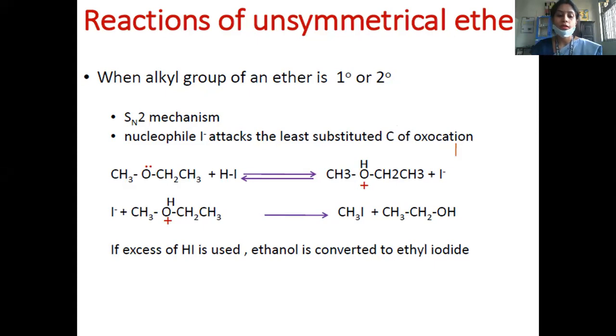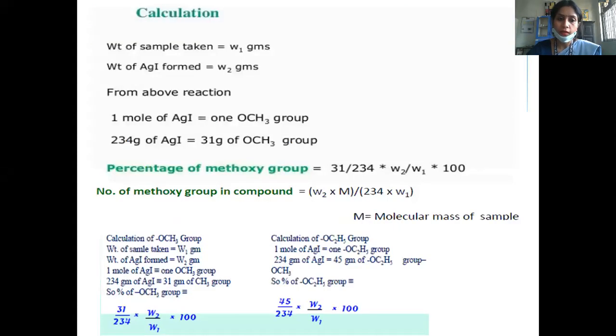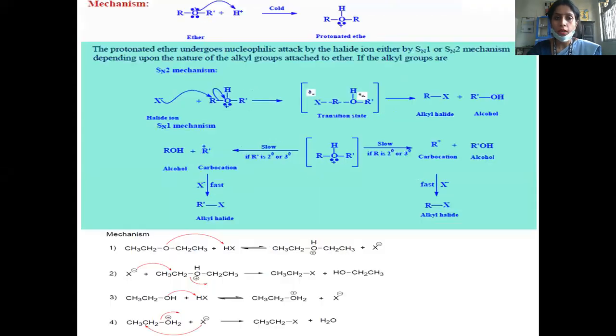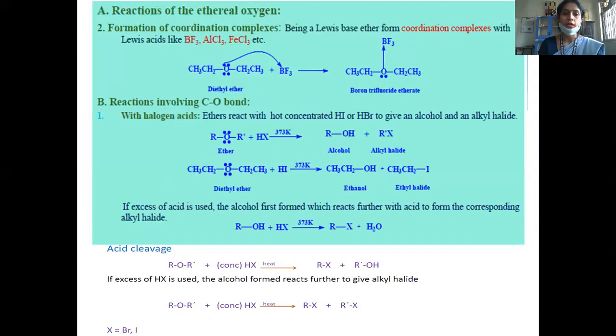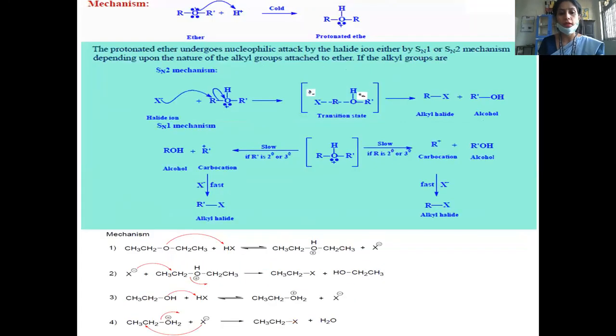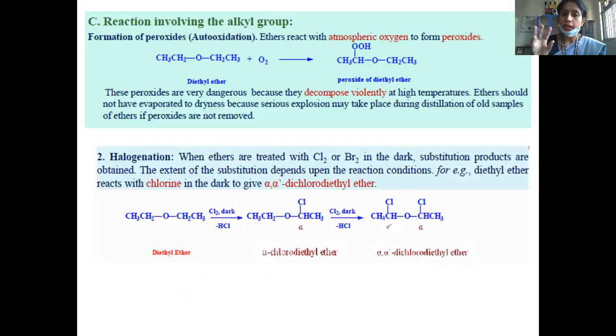Before starting with the lecture, I would like to brief you about the previous lecture, where we studied ethers and epoxides: various methods of preparation and chemical reactions. There are three different kinds of reactions. Reactions where the ethereal oxygen atom is involved. Then reactions where cleavage of the carbon-oxygen bond is involved. And the third one was reactions where the alkyl groups in ROR are involved.